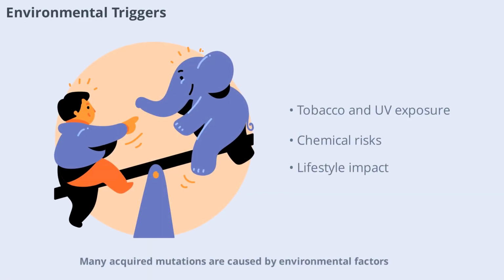Many acquired mutations are caused by environmental factors. Things like tobacco smoke, ultraviolet radiation from the sun, and certain chemicals can damage DNA and trigger mutations. Lifestyle choices such as diet and exercise can also influence our risk. By understanding these triggers, we can take steps to reduce our exposure and lower our chances of developing cancer.